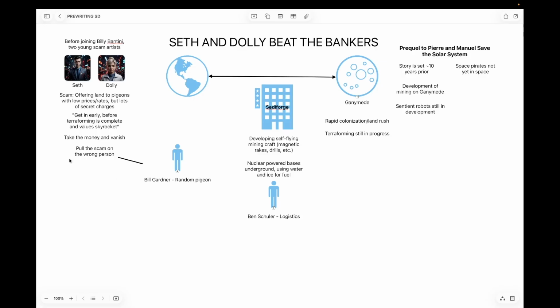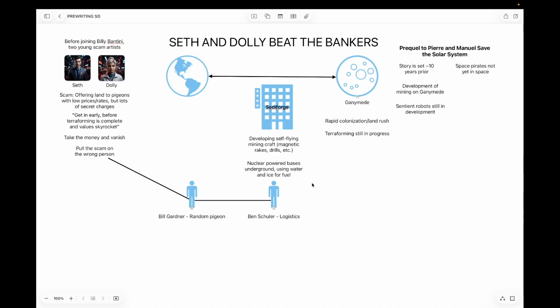Anyway, Bill Gardner's a random pigeon. Maybe he's just a rich landowner, and he's a friend of Ben Schuler. Why it went from there to there? Well, maybe that's not so. That's the center. That's why it just looks weird. So, yeah, they pulled the scam on the wrong person, Bill Gardner, random person, then over to Ben Schuler in logistics. Maybe. I mean, this is just an idea. It could be something else. Ben Schuler could be maybe a couple levels away.